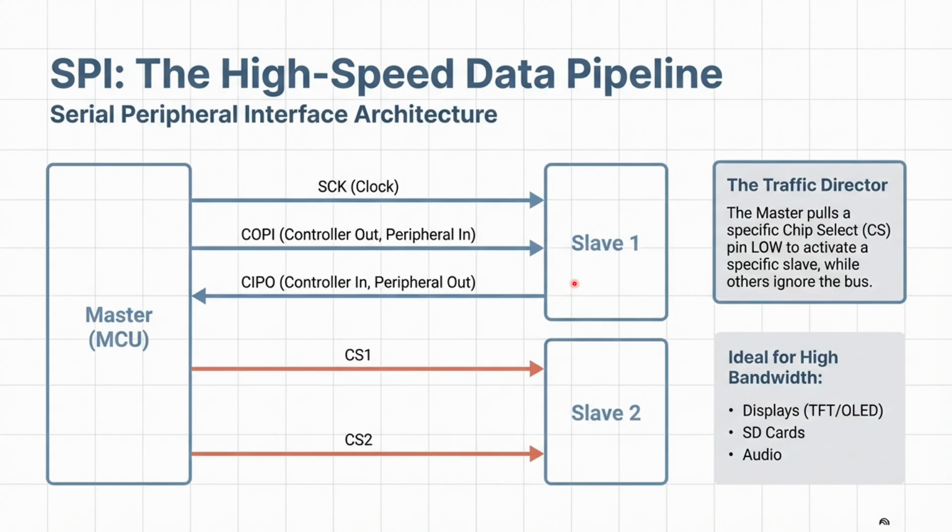The benefit: it is incredibly fast because there is zero addressing overhead. We don't waste time calling names, but the downside is it is wire heavy. If you have 5 sensors, you need to have 5 separate CS wires coming off your Pico. It is a classic engineering trade-off. You sacrifice physical pins for raw speed.